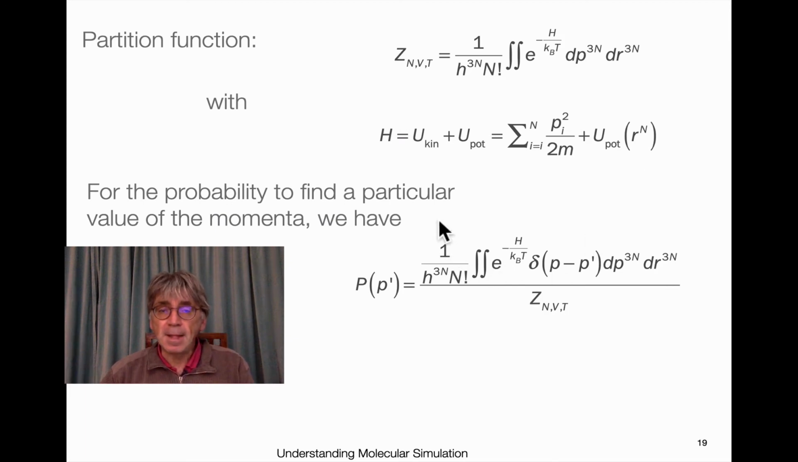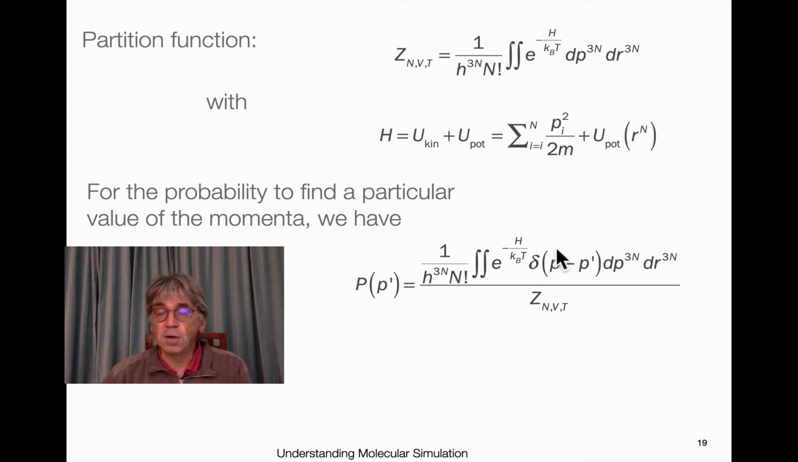So let's now look at the probability to find a particular value of the momenta. So we are interested here to find what is the probability to find a particular value of the momenta. So the way you do that is you use this delta function. So it's like an ensemble average.